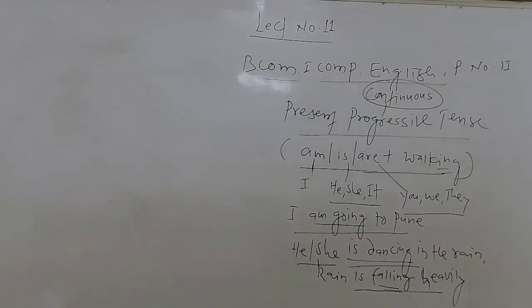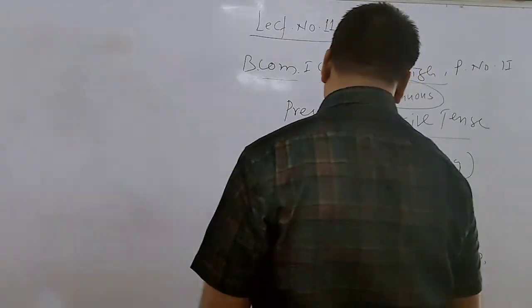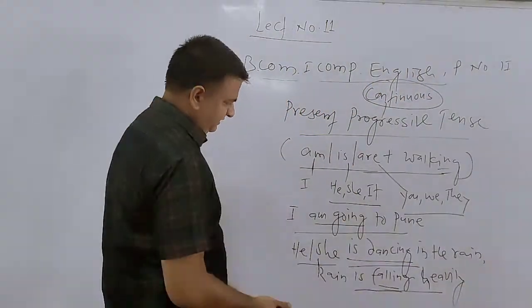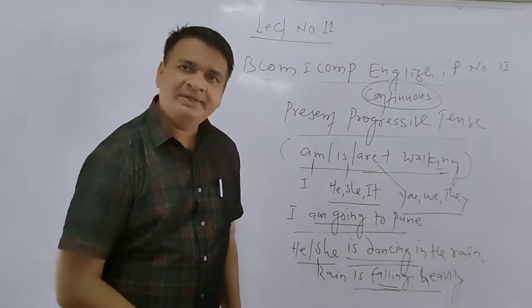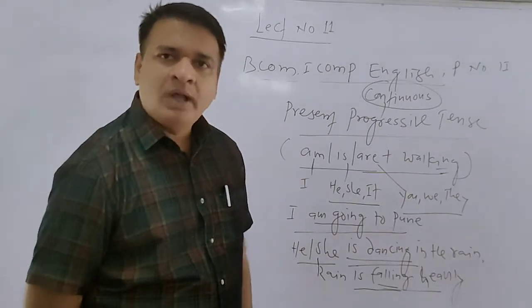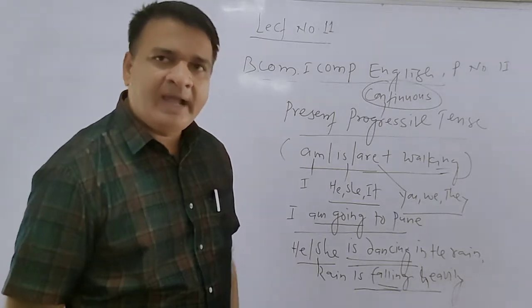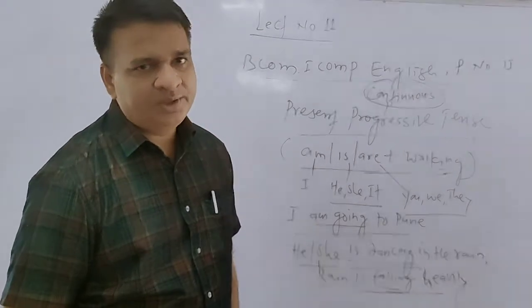He is dancing in the rain. She is dancing in the rain. Rain is falling heavily. Sun is brightening heavily, or we can say warmly. So these are some examples which give the detailed information about the actions. I am going to Pune. I am writing a letter. I am listening to a song. I am sleeping in the garden. I am playing in the garden.